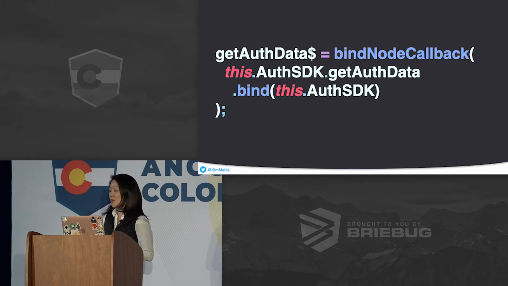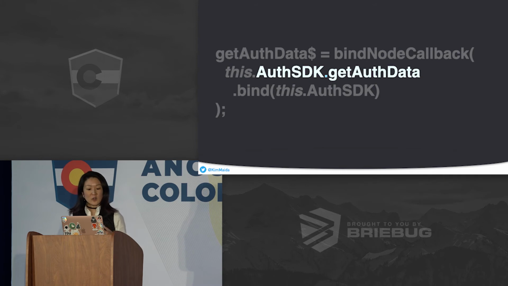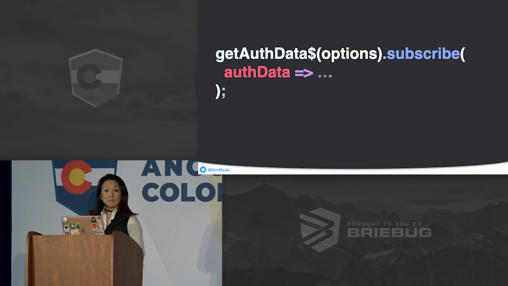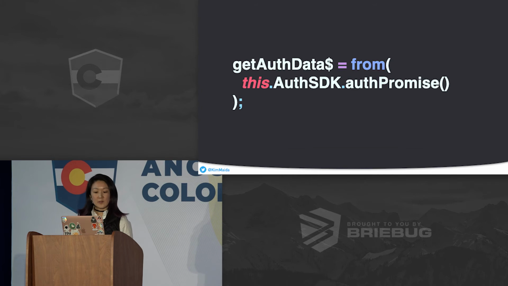So maybe we're using an authentication SDK, and it provides a callback method to return token data from the authorization server. So what we can do is we can use a method like bind callback or bind node callback, depending on the type of SDK, from RxJS, and we can create an observable that's going to emit when the callback completes. When we subscribe, we can also pass options to the bound SDK method if we need to. And then also, if the library returns promises, then we can use the observable creation method to convert a promise to observable and then also subscribe to it in a similar fashion.